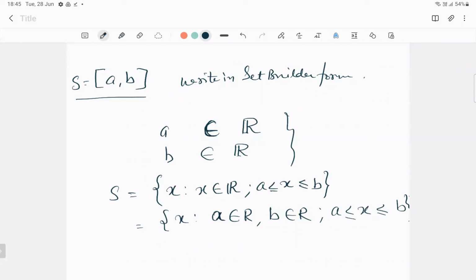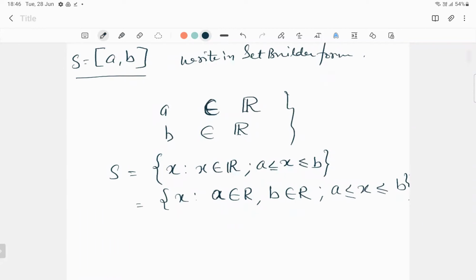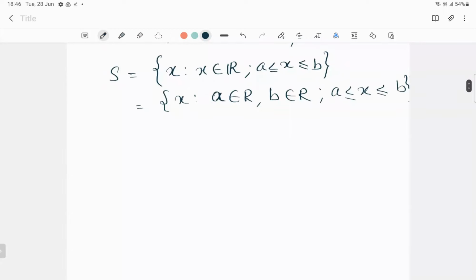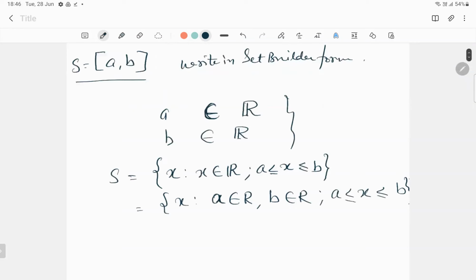Okay, now I'll give you one more problem. Let's do one more. See, right now we are studying only intervals. So this is an interval.